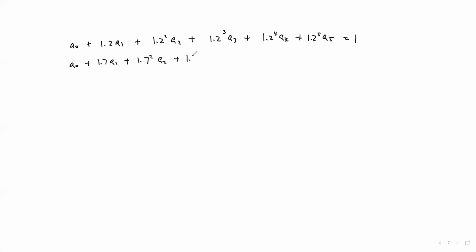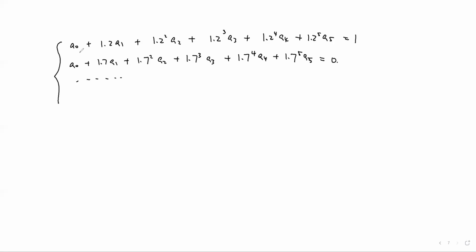Then these 5 conditions lead to the following linear system: A0 plus 1.2 A1 plus 1.2 squared A2 plus 1.2 cubed A3 plus 1.2 to the fourth A4 and so on equals 1. Then 1.7, and so on. Let me skip the details. The details are in my notes.